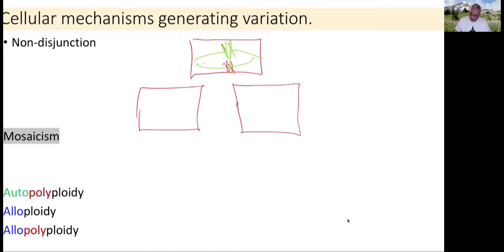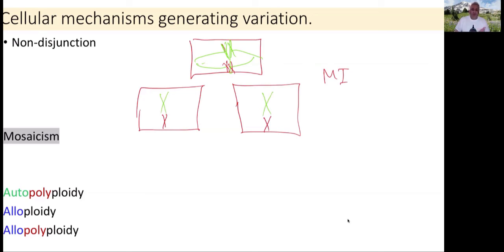The expected result is that we should end up with 2 daughter cells in M1, meiosis 1, and the one on the left will contain a red chromosome, the one on the right will contain a red chromosome, and the one on the left will contain a green chromosome, and the one on the right will contain a green chromosome. So this is what should happen.